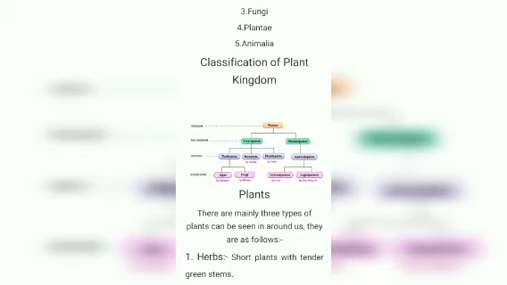Now let's talk about thallophyte. Thallophyta are plants whose body is not divided into root, stem, and leaves. Now let's discuss bryophytes. Bryophytes include the various liverworts, hornworts, and mosses.